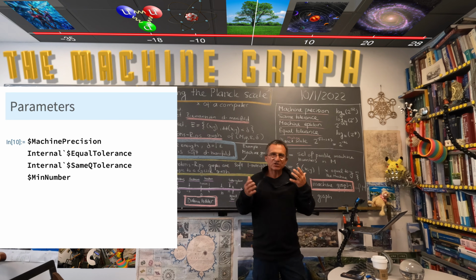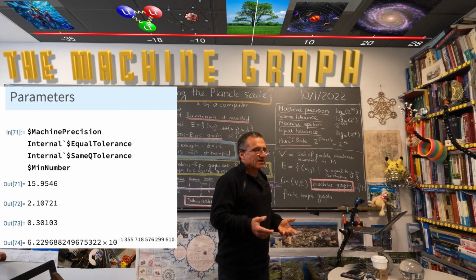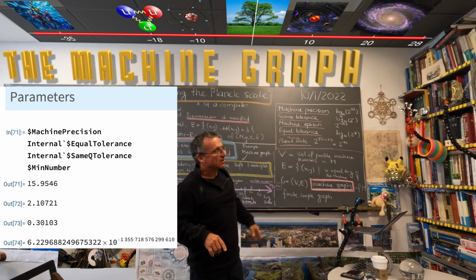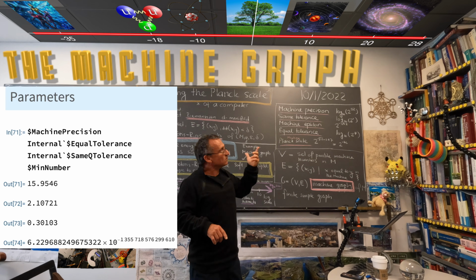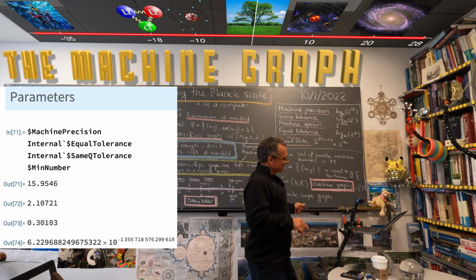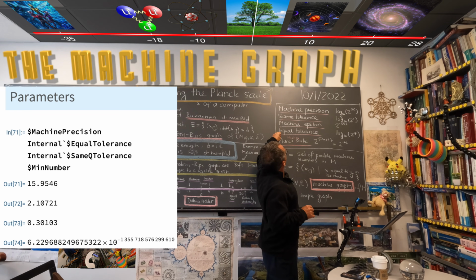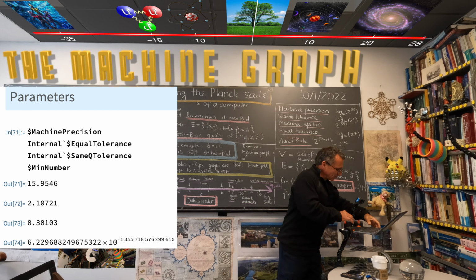So first of all, there's the machine precision, which you can look up. This is always given as the log 10 of the actual thing. So 2 to the minus 52, and then you take the log, and then you have the internal equal tolerance, and you have the internal same tolerance. So these are things you can look up.